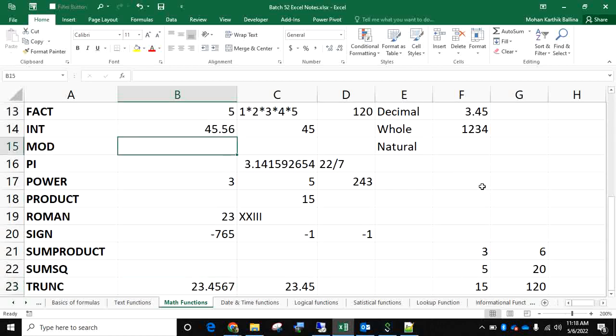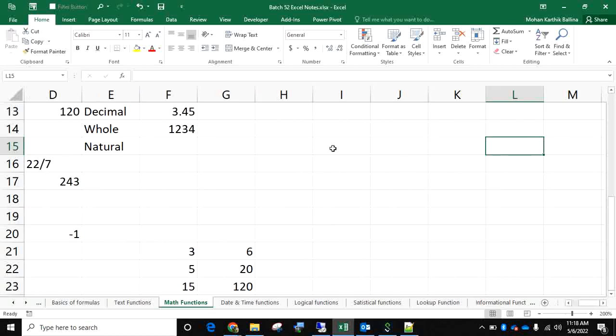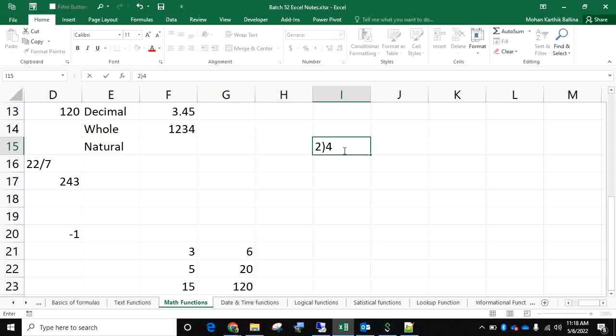MOD, right? You know MOD. Do you remember the divisions? For example, 2 into 4, 2 times. Remainder is 0.